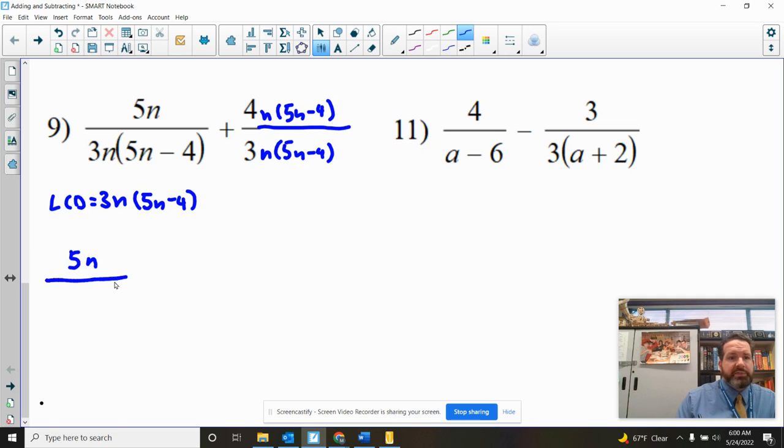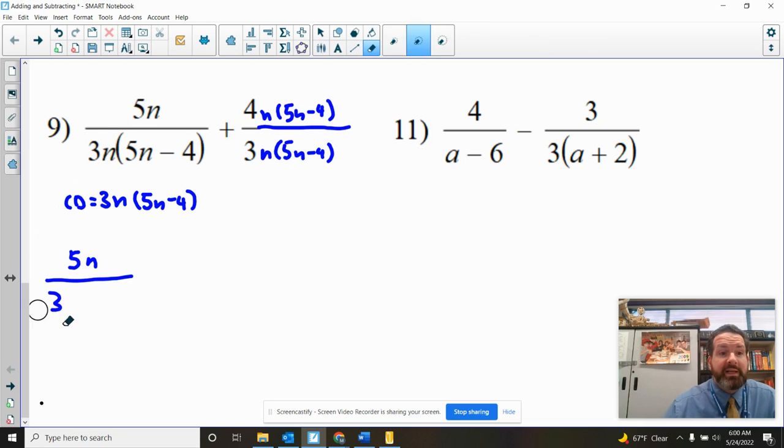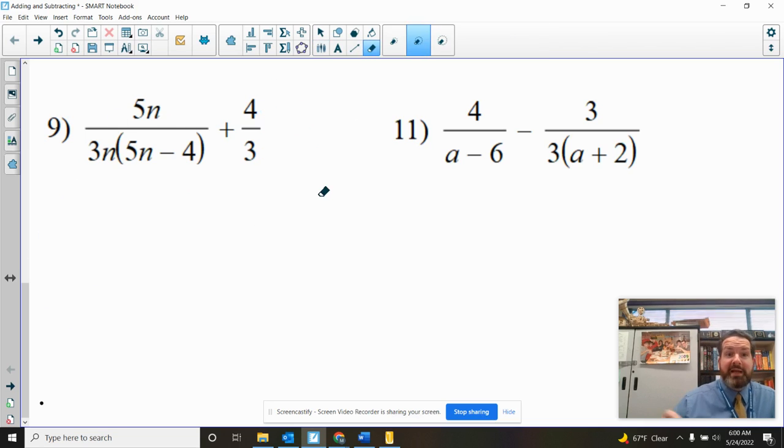So the first stays the same. Actually, you know what? No, I'm going to take this back a step, because I didn't do a check that we're supposed to do. I should have checked to see, can I do any reducing first? This n and that n can reduce. That is going to make our overall work simpler in the long run if we do that now. So I should have caught that earlier. I hope you caught it.